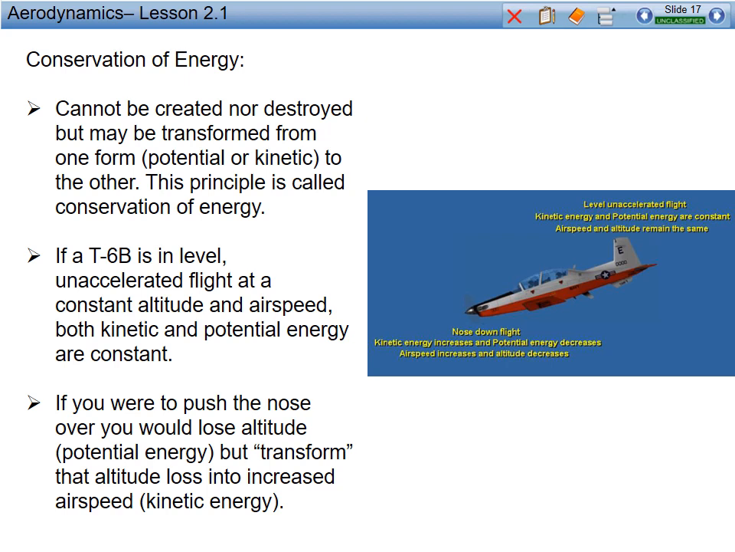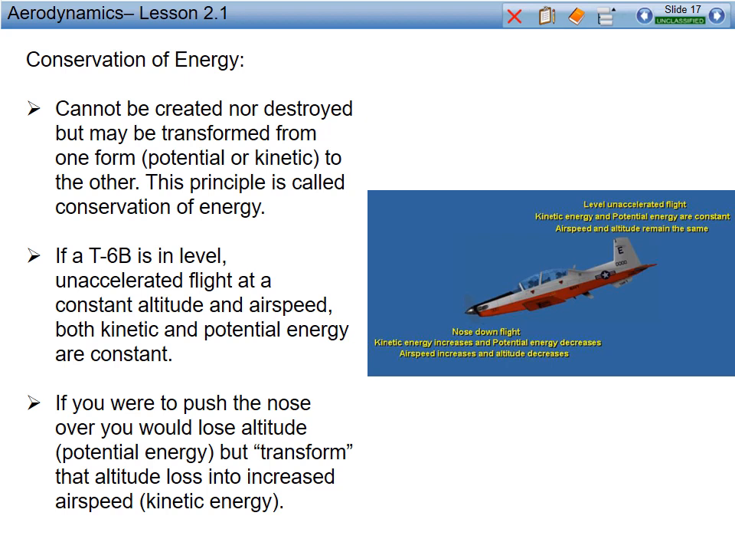Next, we have this concept of conservation of energy. What it means is energy cannot be created nor destroyed, but can only transform from one form to another. Kinetic to potential or potential to kinetic.